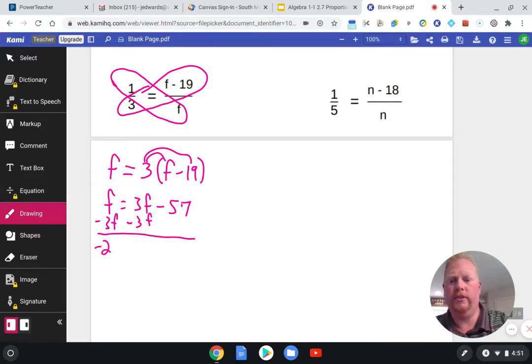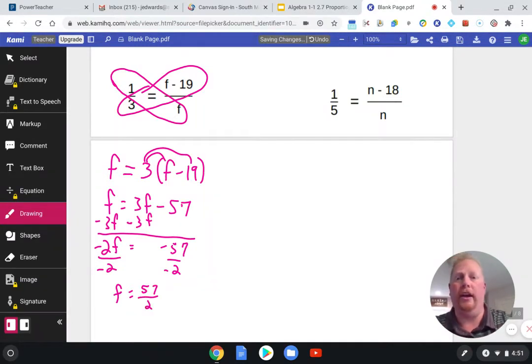So I get negative 2f equals negative 57. Divide by 2. That's going to be, I should have divided by negative 2. That's going to be a positive 57 over 2.